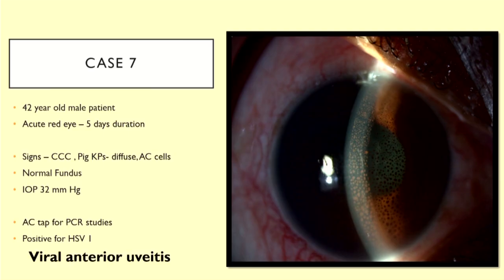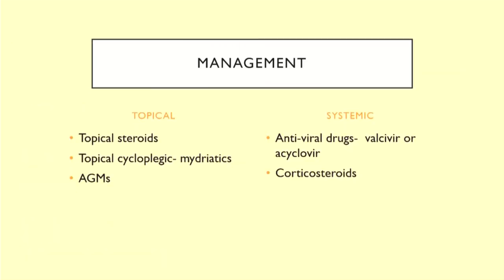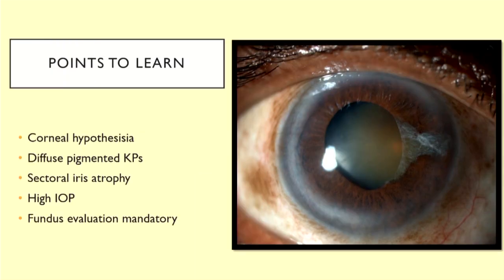So once you have made a diagnosis of viral anterior uveitis, again you will manage the uveitis part of it, the glaucoma part of it with your appropriate topicals, but you will also go on to add appropriate antiviral drugs. The use of corticosteroids is again dependent on how much inflammation you are seeing in the anterior and the posterior segment. So the points to learn, what are the various other features which viral uveitis can have?